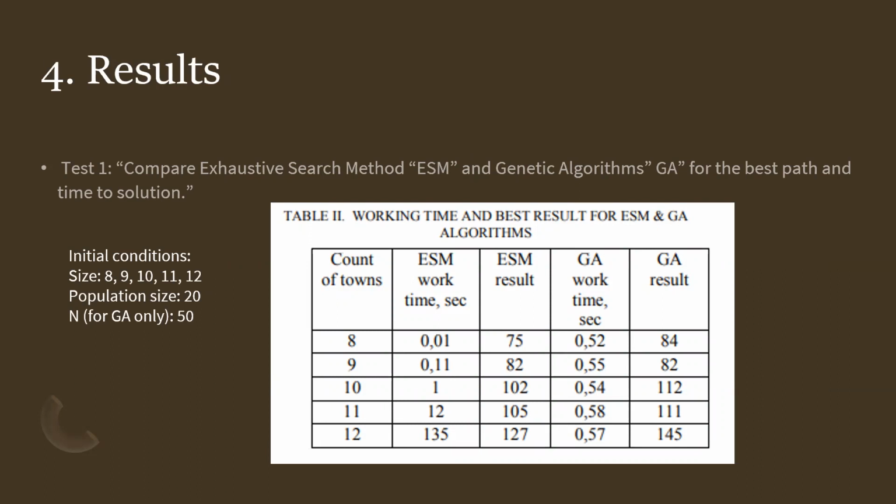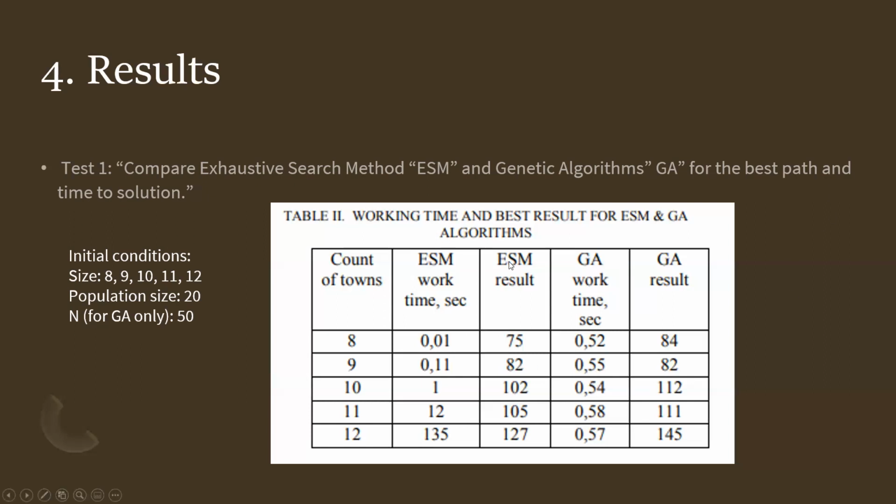And so applying genetic algorithms, the first test was to compare the exhaustive search method, brute force, ESM, to genetic algorithms. So what they did was they took different size distance matrices between 8, 9, 10, 11, 12 cities. They had a 20 solution population size initially for the genetic algorithm. And then they ran those 20 and produced 20 for each generation. They ran that 50 times, or 50 generations. And the result is what you see here. Now, what's known about exhaustive search method or brute force is you're going to find the right answer, or the best answer, every time.